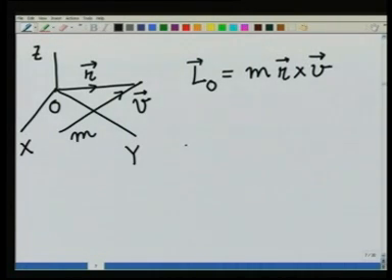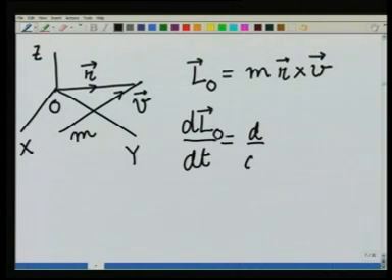How about the dynamics that I was talking about? The change in angular momentum with respect to time, analogous to what we learnt in single particle dynamics as change of the momentum with respect to time. Here we discuss that the change of angular momentum with respect to time is going to be equal to the derivative of m r cross v.